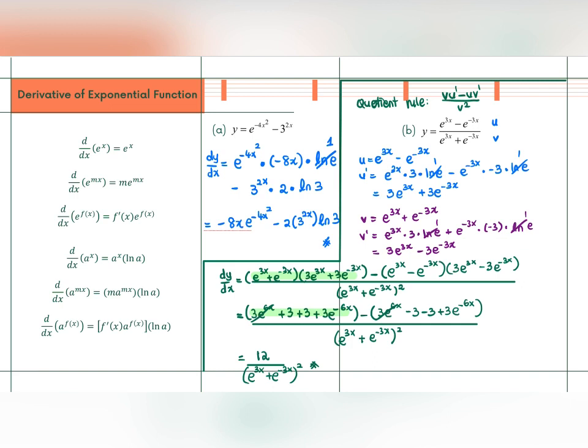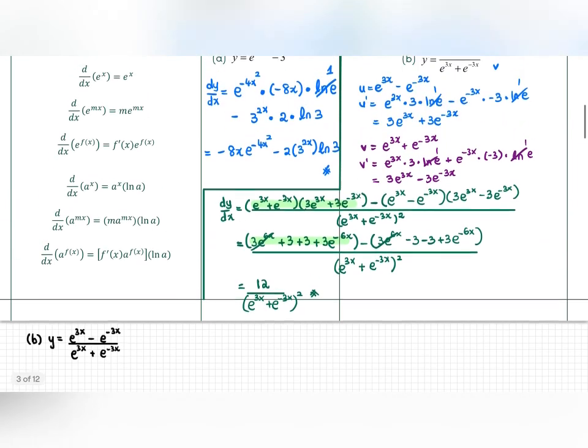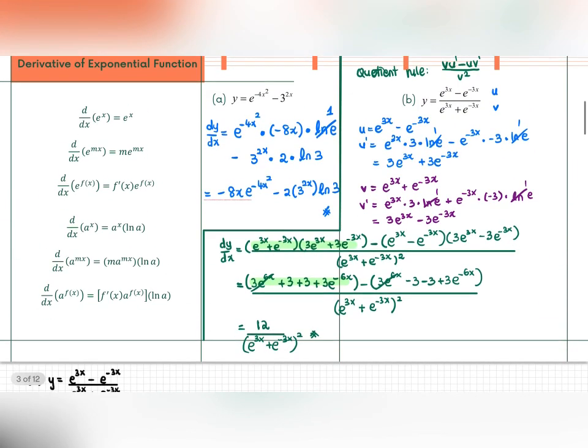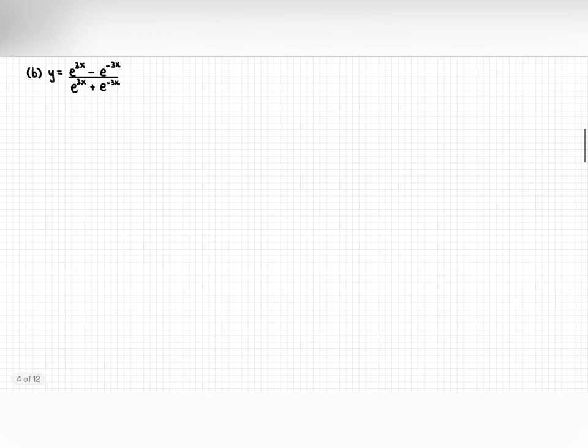Okay. Alright, so this will be your final answer. Ini adalah cara kedua untuk jawab soalan ini. Okay, cara pertama adalah kita menggunakan directly U sebagai e to the power of 3x minus e to the power of negative 3x, dan V adalah ini, okay, the denominator. Okay, cara kedua ni saya tunjukkan bila kita simplify this function dahulu. Okay, so that one is also possible.